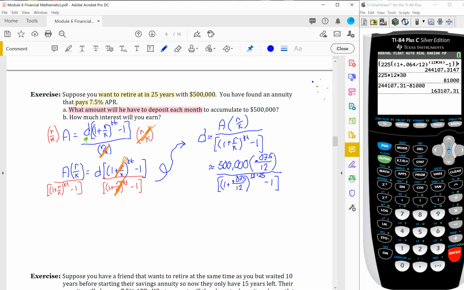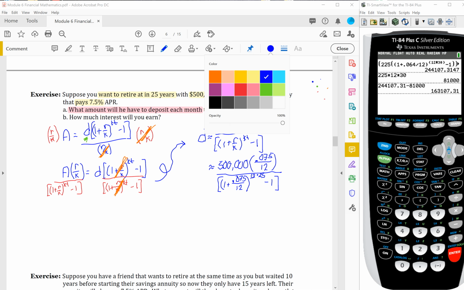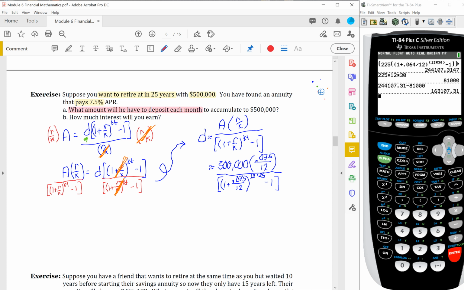Now I'm going to grab my calculator to input this. But again, depending on your calculator, you might have to use more parentheses. I'm going to put a grouping symbol around the numerator just to make sure my calculator sees this as a numerator. On the denominator, we already have the brackets. I don't need to put another one.